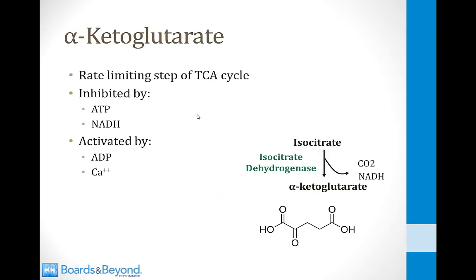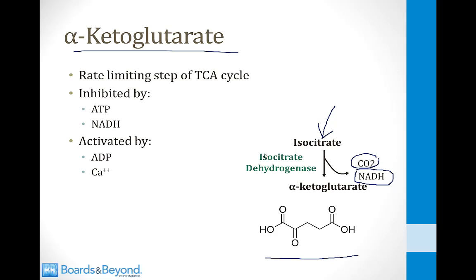Next, in the TCA cycle, we form a molecule of alpha-ketoglutarate. Alpha-ketoglutarate is a 5-carbon structure, as I've shown here. And since we derive it from a 6-carbon structure, isocitrate, we have to remove a carbon, and we do that in the form of CO2. This step also produces our first molecule of NADH, which can go to the electron transport chain to generate ATP.